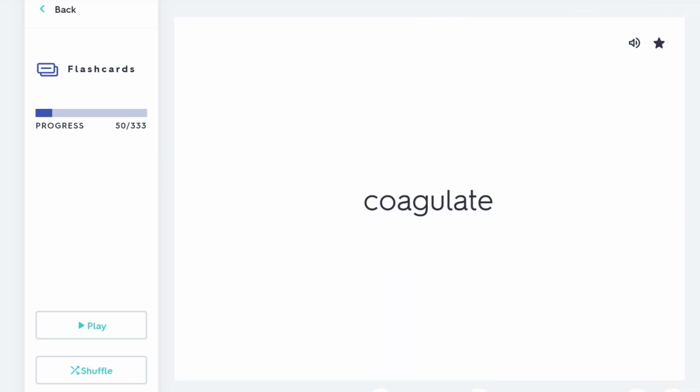Coagulate. To thicken, congeal, clot. His blood coagulated on the floor as he lay dying. Congeal together, clot up, thicken. Coagulate.